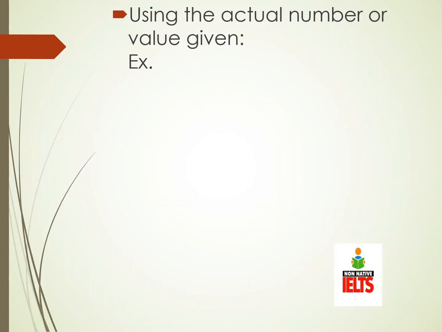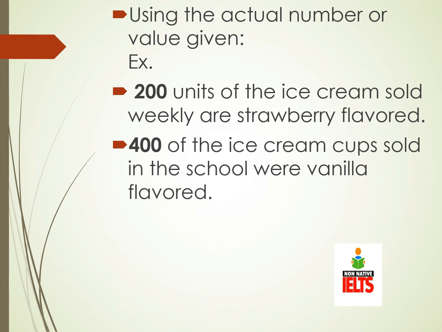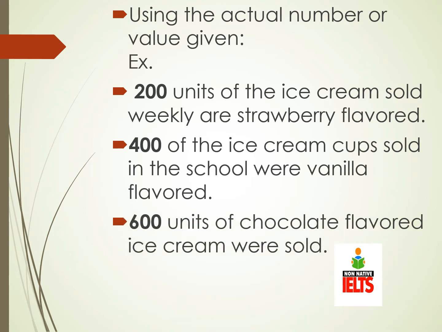Using the actual number or value given. Let's see an example over here. 200 units of the ice cream sold weekly are strawberry flavored. 400 of the ice cream cups sold in the school were vanilla flavored. 600 units of chocolate flavored ice cream were sold. Please look at the sentence formation.